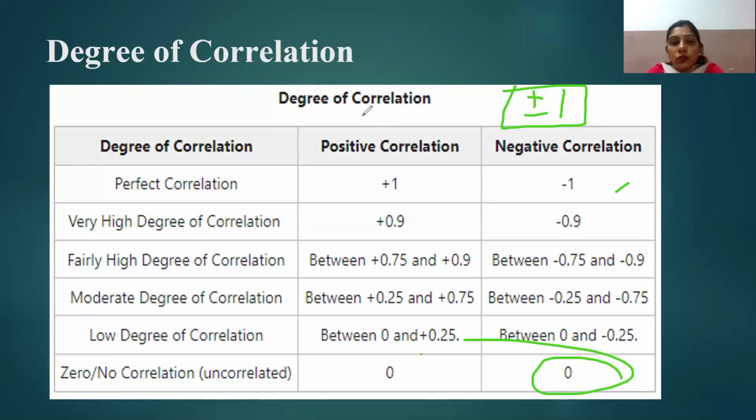Okay, so we can say, let me write here, r is between -1 and +1. The plus and minus signs are used for positive linear correlation and negative linear correlation.